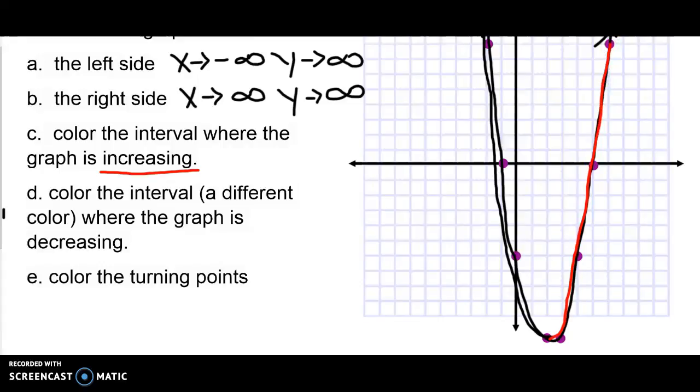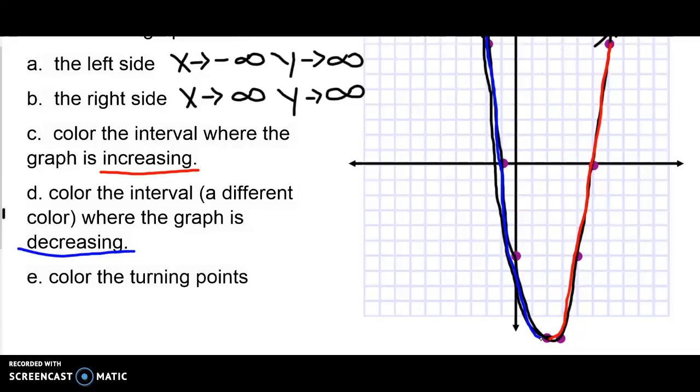Now we're going to color the part where it is decreasing. So D is the second part. We're going to do a different color, decreasing. So think on the left side from left to right. It is decreasing. If you were on a roller coaster, you would be dropping very quickly.